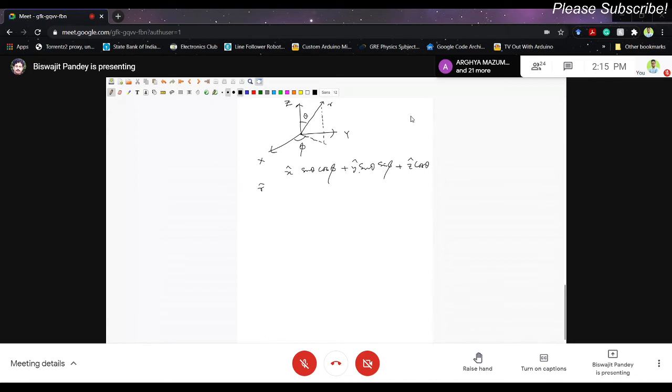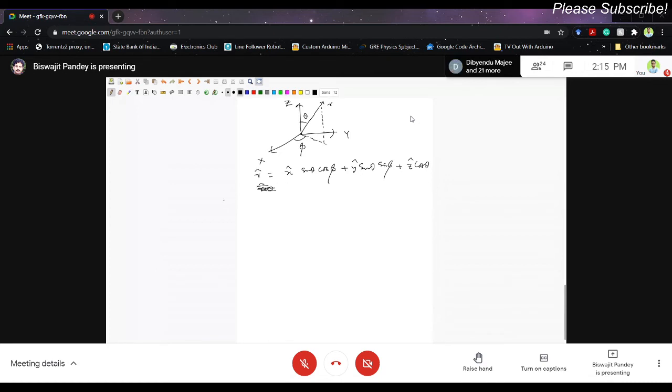So sine square theta, take that out. If I want to have the amplitude of the vector, that is root over a square plus b square plus c square. So if you take sine square theta out, cos square phi plus sine square phi is 1. So we have sine square theta, and then sine square theta plus cos square theta is again 1. So you get r cap equal to sine theta cos phi x cap plus sine theta sine phi y cap plus cos theta z cap. Of course, the magnitude will be 1, so that doesn't matter.